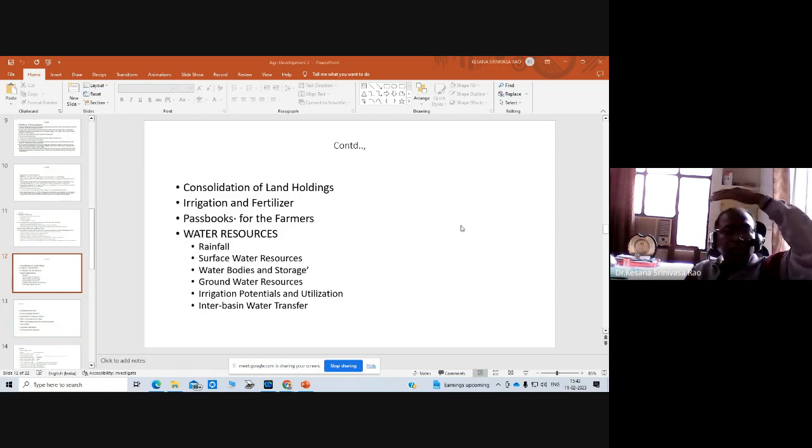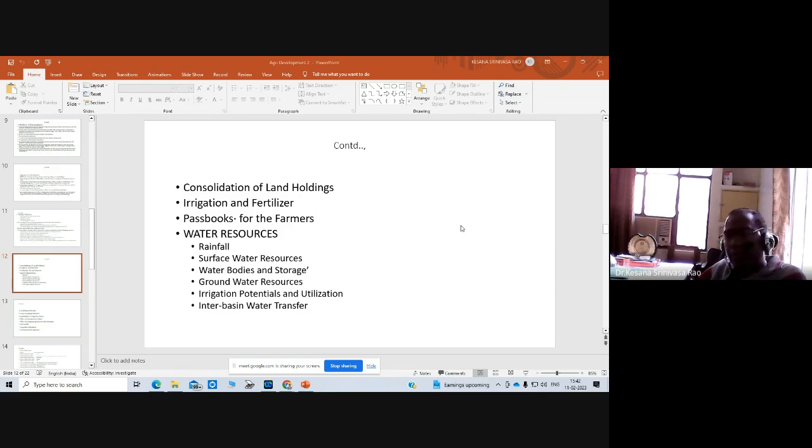Water resources are mainly rainfall, surface water resources, water bodies and storage, groundwater resources, irrigation potentials and utilization, and interbasin water transfer. This is one of the most important aspects in the recent past. It is taking place. Interbasin water transfer, because in one basin or in one river the water is very less, then that water can be piped into another river, so the two rivers can be combined.